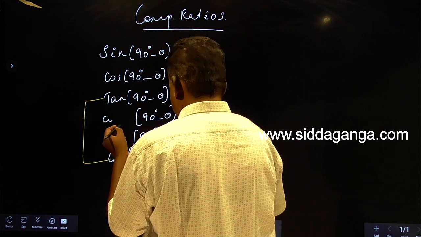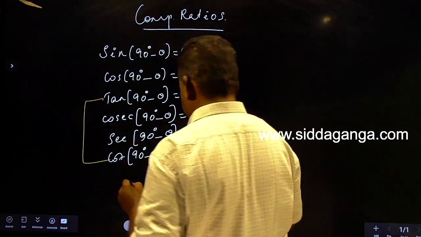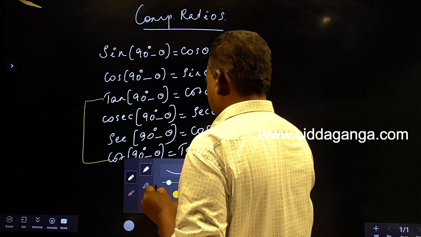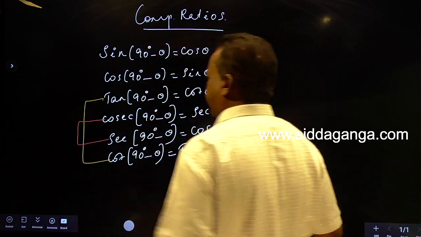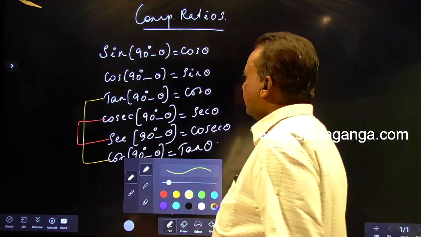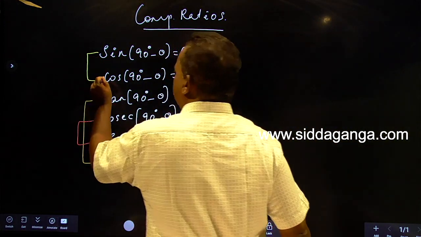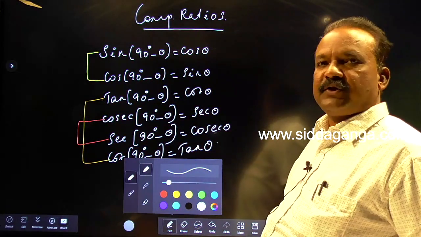Cosec of 90 minus theta. Okay. Cosec and secant are complementary ratios. Similarly, sine and cos are complementary ratios. So, what are these complementary ratios?